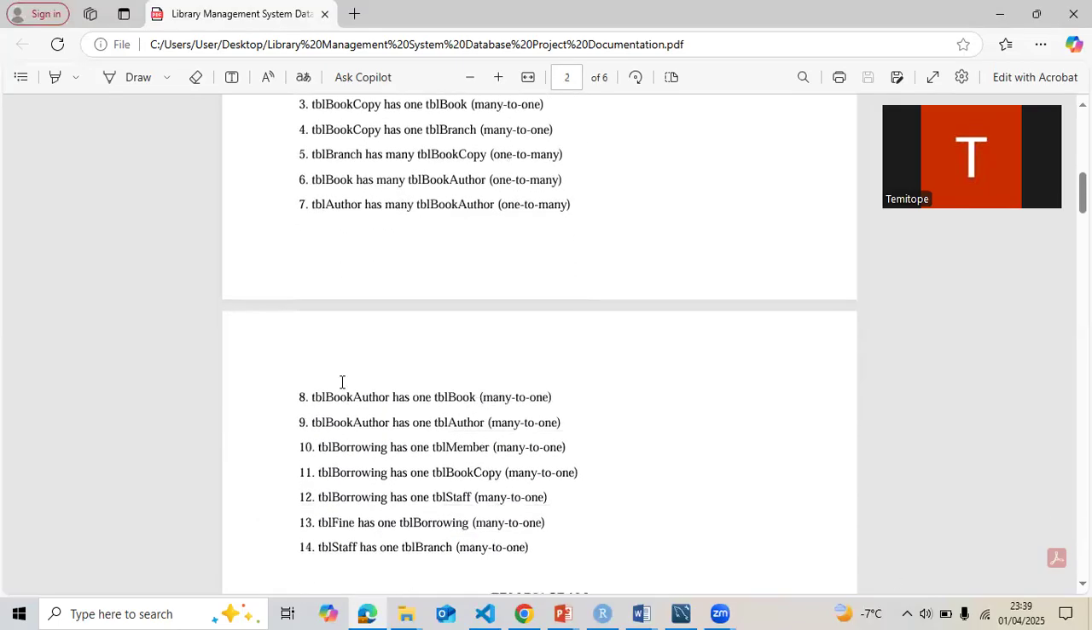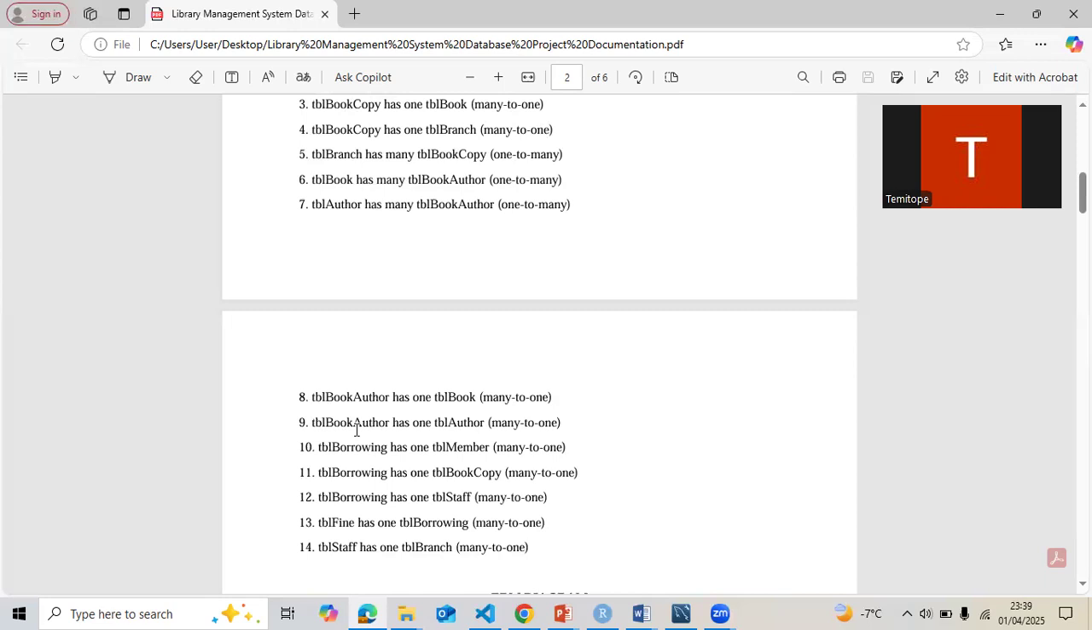Then the next one is book author has a many-to-one relationship with the book table. It means that so many authors can come together and produce a particular book.